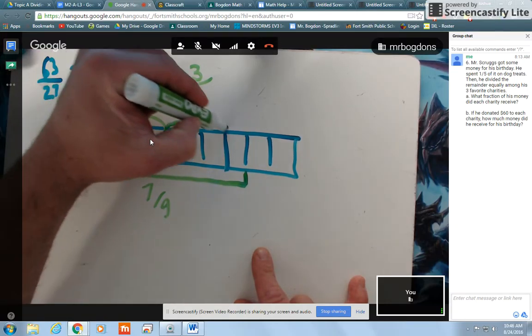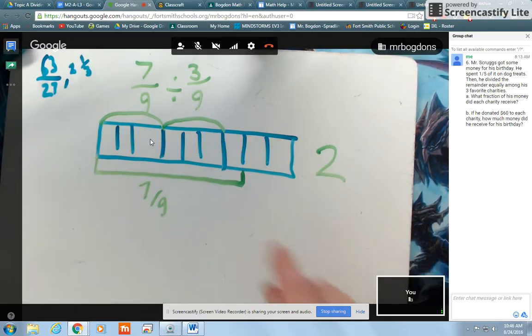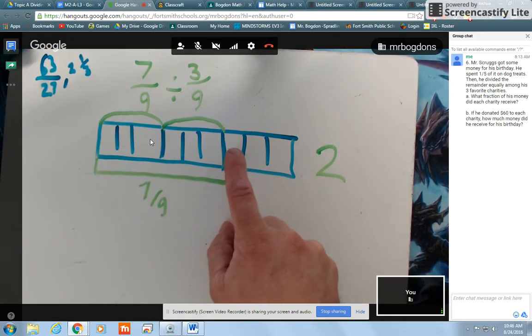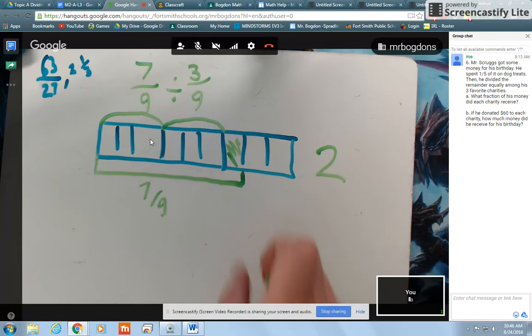Here's another group of 3. So that's 2 whole groups of 3, but then I've got a problem. I've only got part of this other group. Specifically, I only have 1 piece out of 3. How can I write 1 piece out of 3 as a fraction? 1/3.